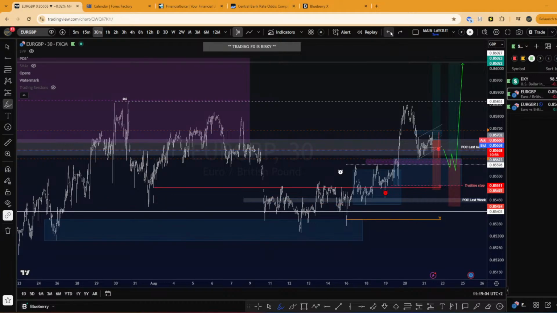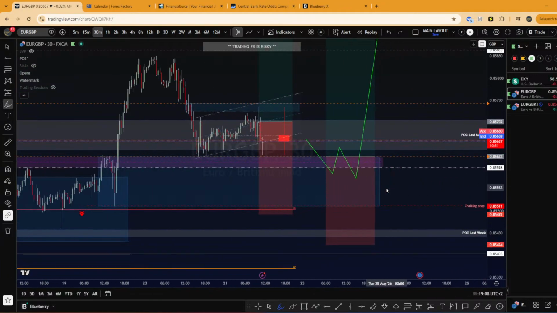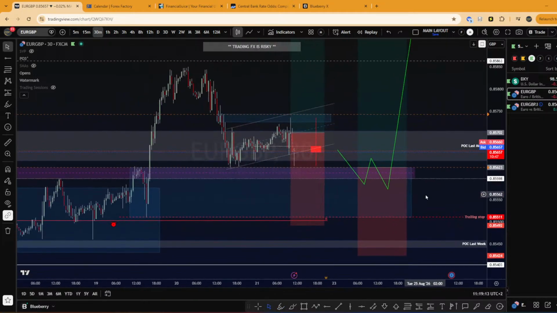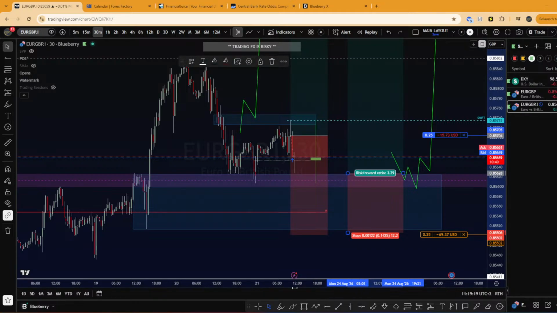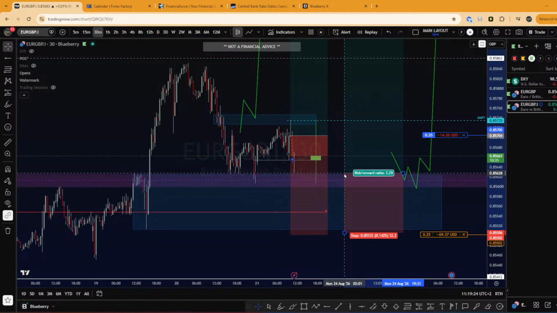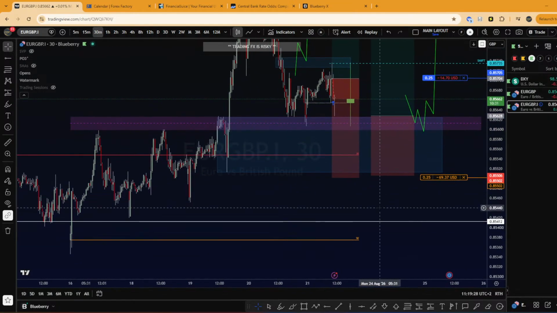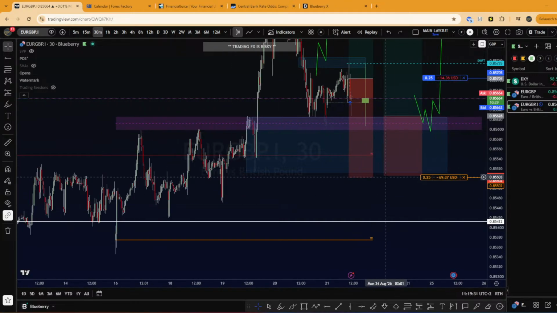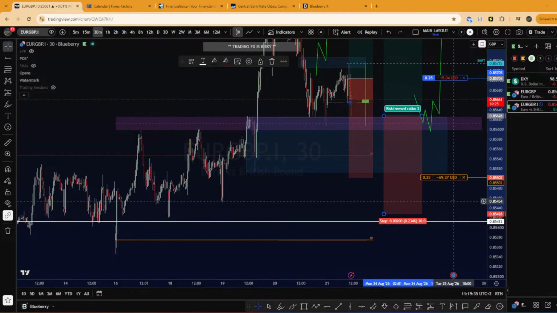So this is what I'm going to do. I'm going to put some buy limit here for real. I will enter here, okay, but my stop will be here, lower.